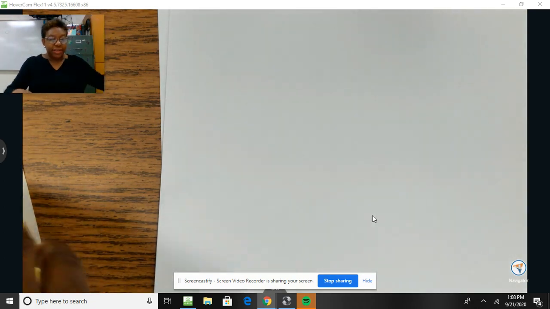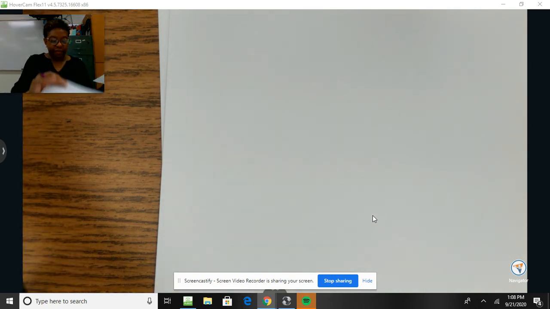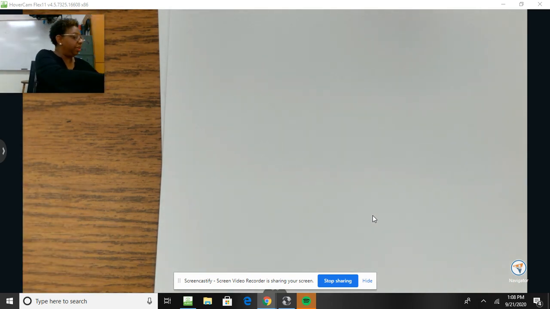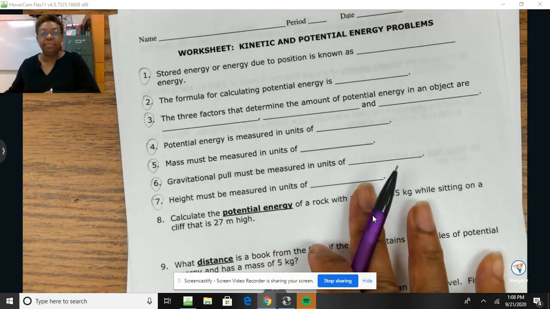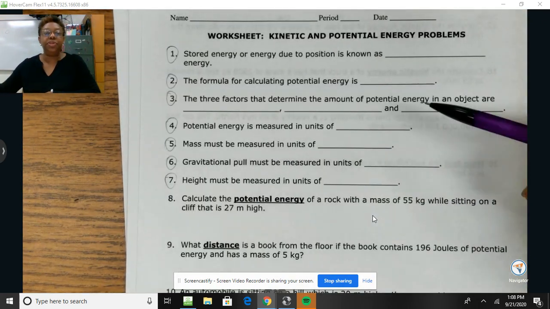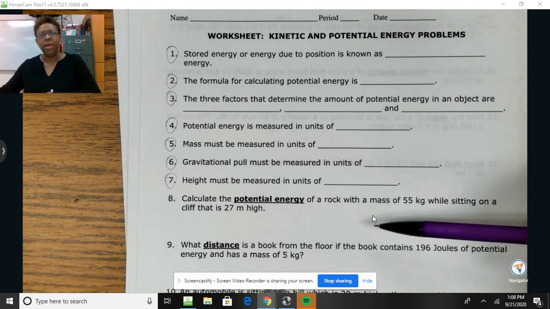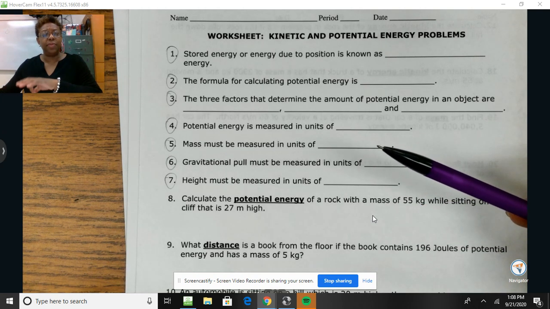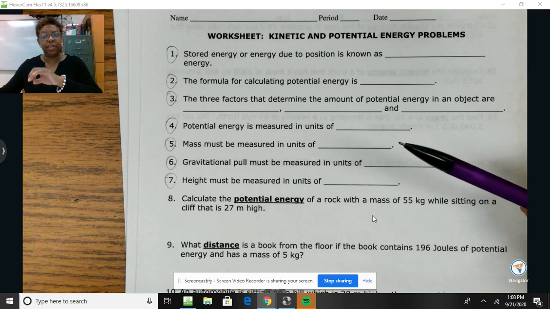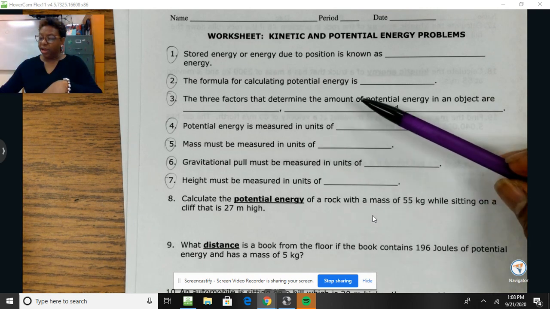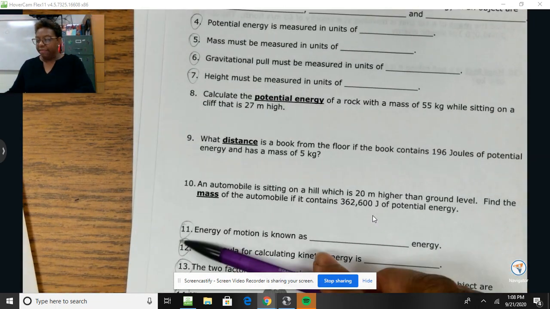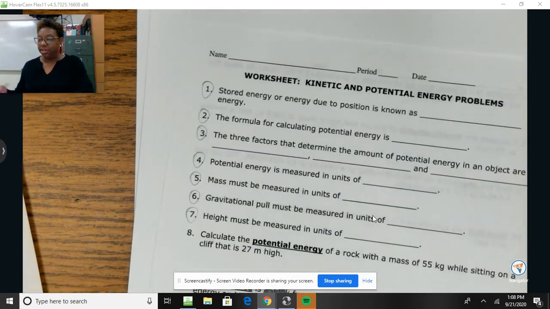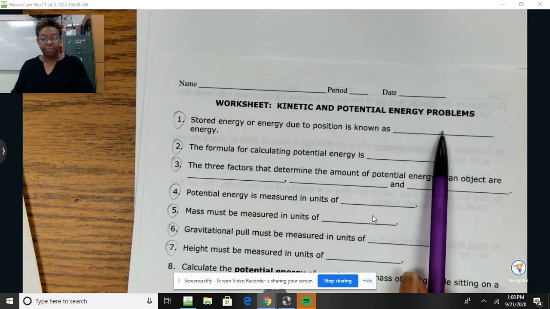Now, what I'm going to ask you to do for your assignment today, there are several things actually, so let me go through them with you. I'm going to ask you to fill out the circled items on this worksheet, which you should be able to do based on what I just went over in terms of the variables that are involved in the calculation for each one of the energies. So for kinetic, for potential. So you're doing 1 through 7 and 11 through 16 on this sheet. It's called Worksheet Kinetic and Potential Energy Problems.